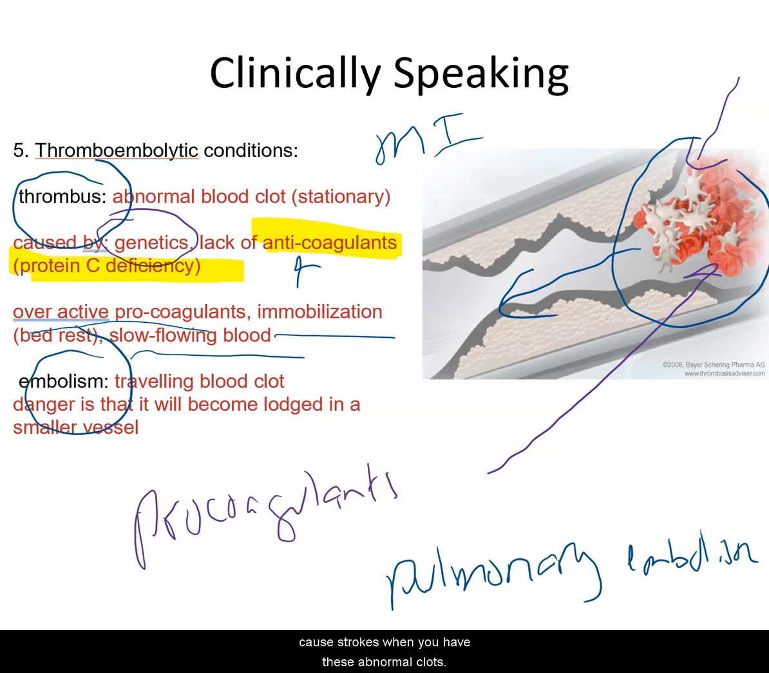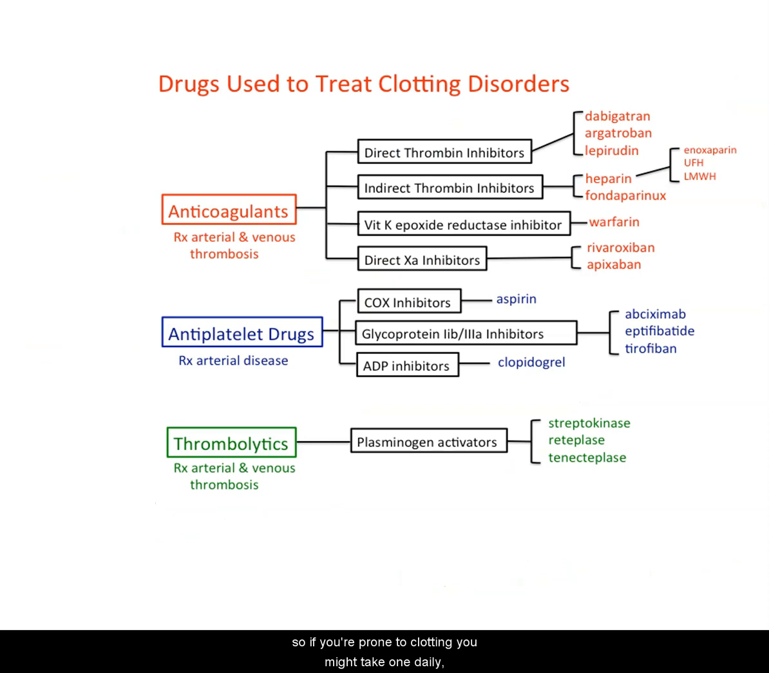So the treatment is going to be an anticoagulant. So if you're prone to clotting, you might take one daily. Or they can give these to a patient who's having a heart attack. Now, we're not memorizing all of the details. I only put this slide here because I kind of liked how it broke down the mechanism. So I'd like you to really understand mechanisms, like how do drugs work.